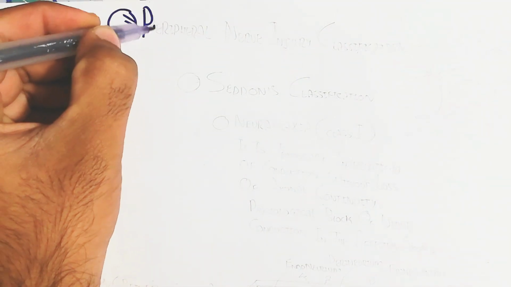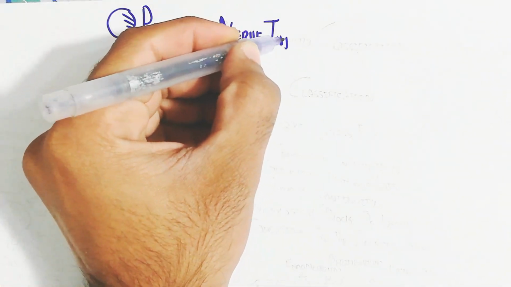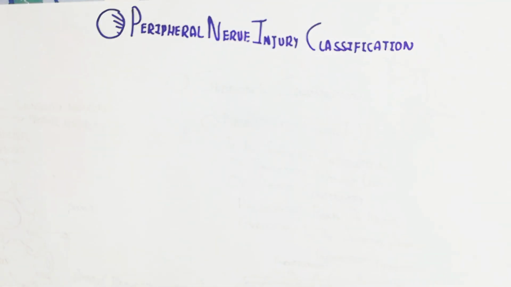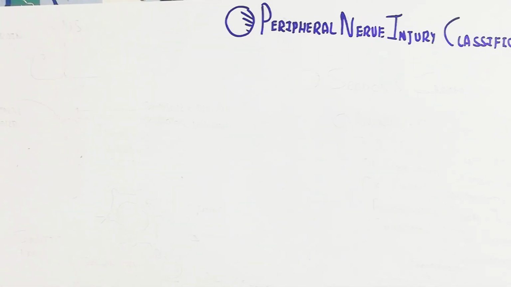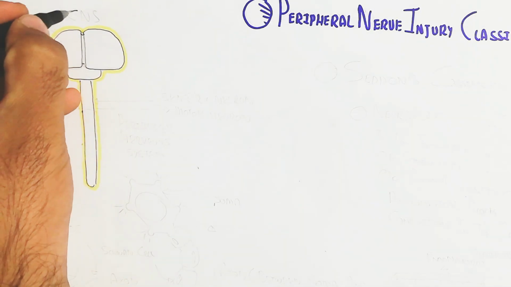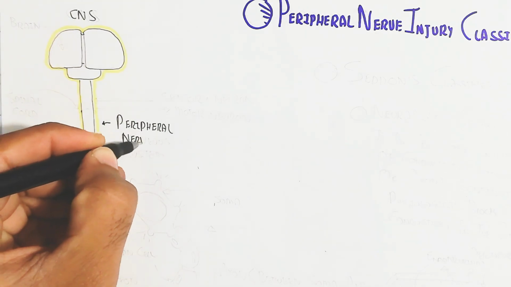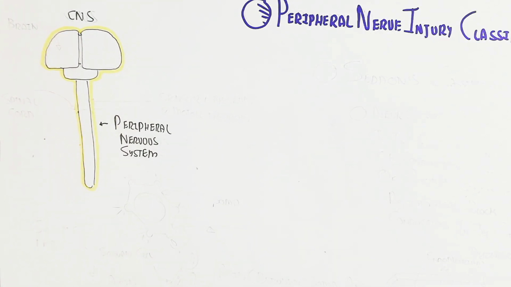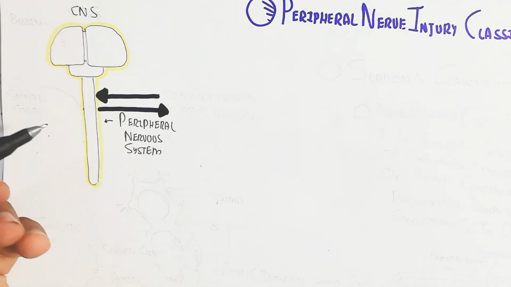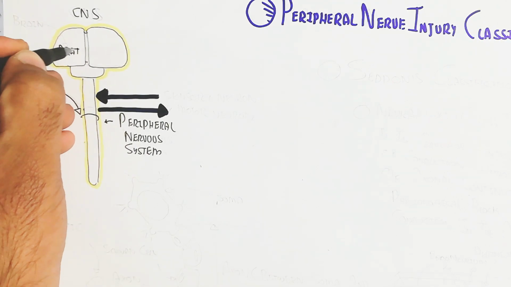Hello, in this video we will understand the peripheral nerve injury classification. So what is a peripheral nerve injury? Let's begin to understand. First of all, we will understand the nervous system: the central nervous system and the peripheral nervous system. The central nervous system, the CNS, contains the brain and spinal cord, while the peripheral nervous system contains sensory neurons and motor neurons. Sensory is for sensation and motor is used for muscle contraction.